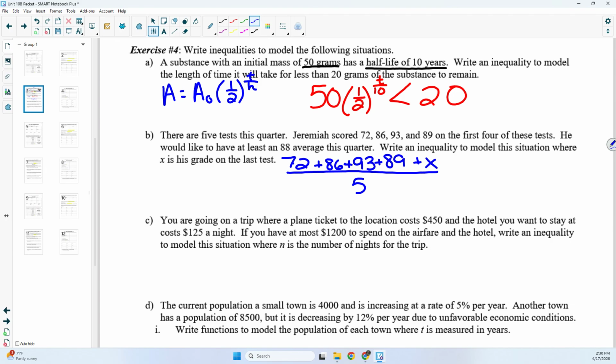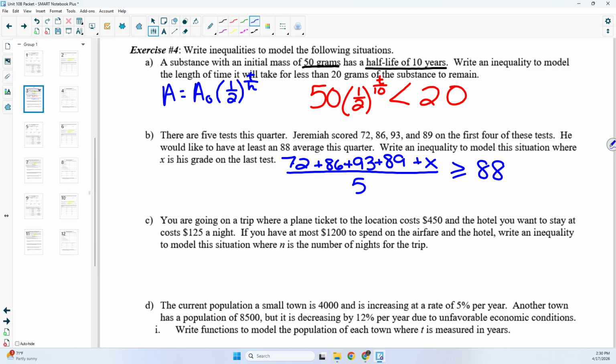And this is actually more practical than an equation in this case, because you don't usually say, I just want to have an 88 average. You want to say like at least an 88 average, and that's the lowest I would want. So that means he wants his average to be greater than or equal to 88. And we're not solving any of these. I should have mentioned that. We're just modeling with inequalities.